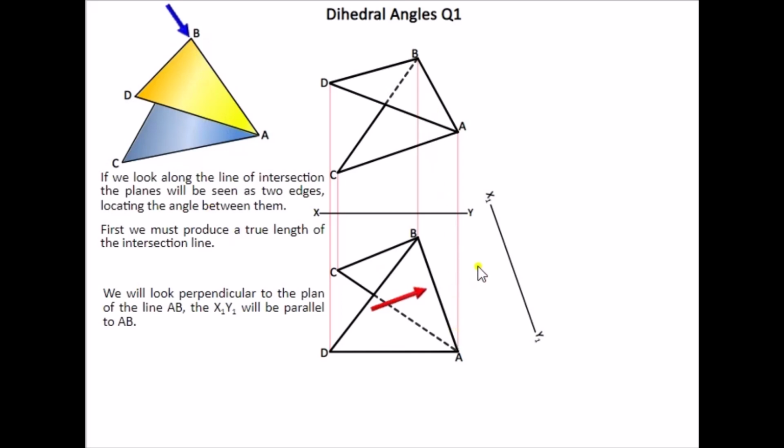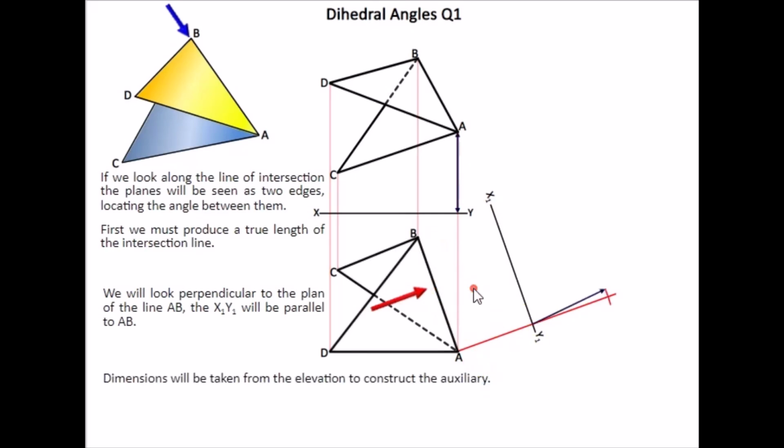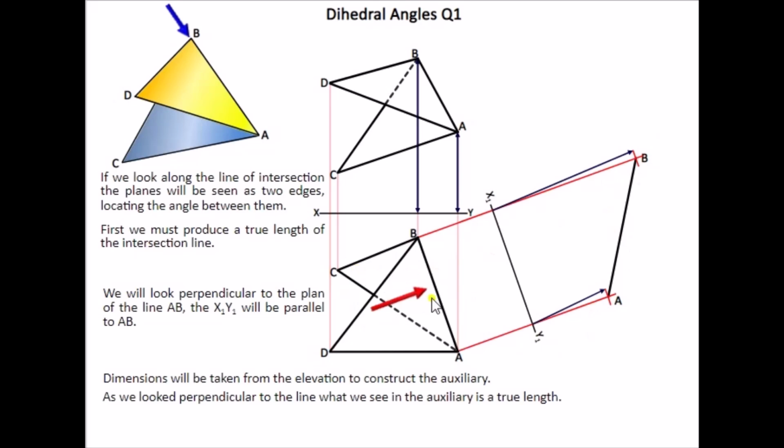So we need to set up an auxiliary. Our auxiliary is 90 degrees to AB in plan. Now we set up an x1, y1 line, and then we take our heights from our elevation, and now we have a true length for the line AB. And when we're doing this, we'll mark off where C and D are as well. So we mark off the height of C, mark off the height of D.